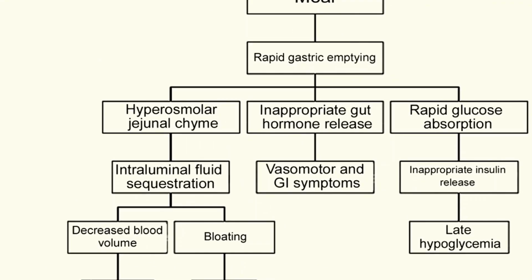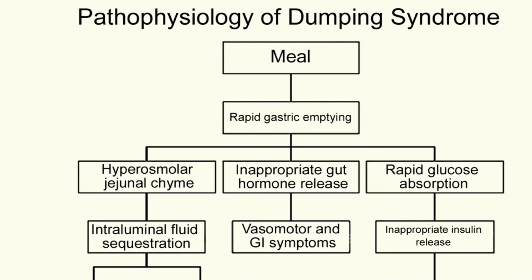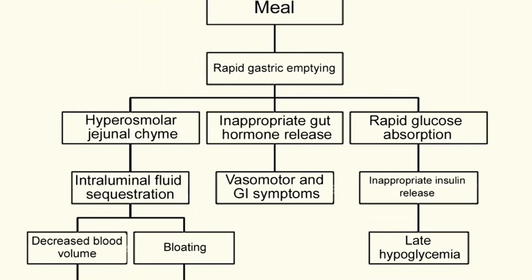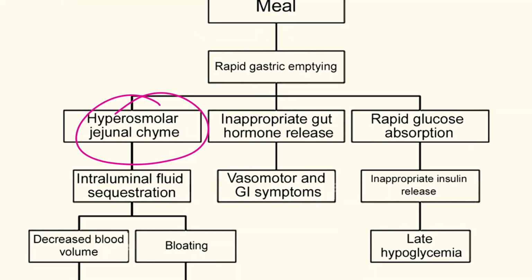So what is going on with dumping syndrome? We have a meal, we get rapid gastric emptying, so that food comes right out real fast. A couple of things happen. Hyperosmolar jejunal chyme. Okay, hyperosmolar, so where's all the water going to go? Into the intestine or out of the intestine to the body? The contents of the chyme in the intestine are hyperosmolar. Which way is water going to want to go? Into the intestine. So this hyperosmolar chyme that comes into the duodenum, we've got to balance that out. So we're going to dump a lot of water in there, again, dumping syndrome, to balance that out.